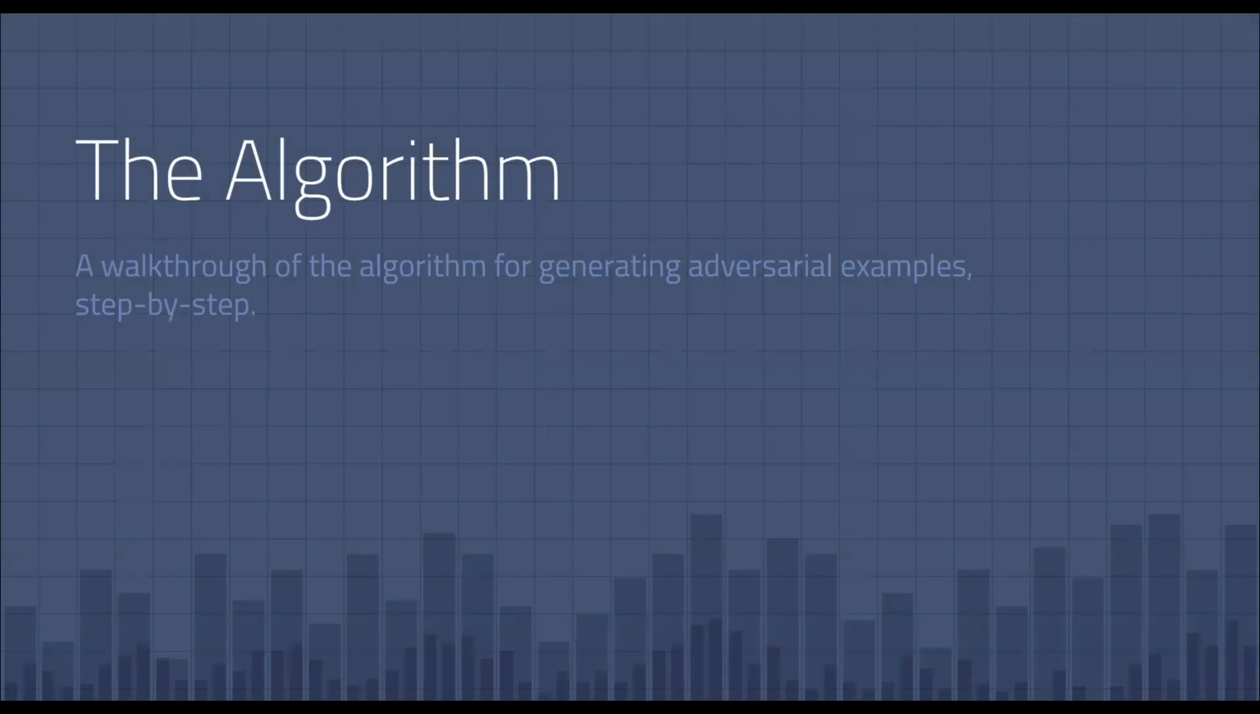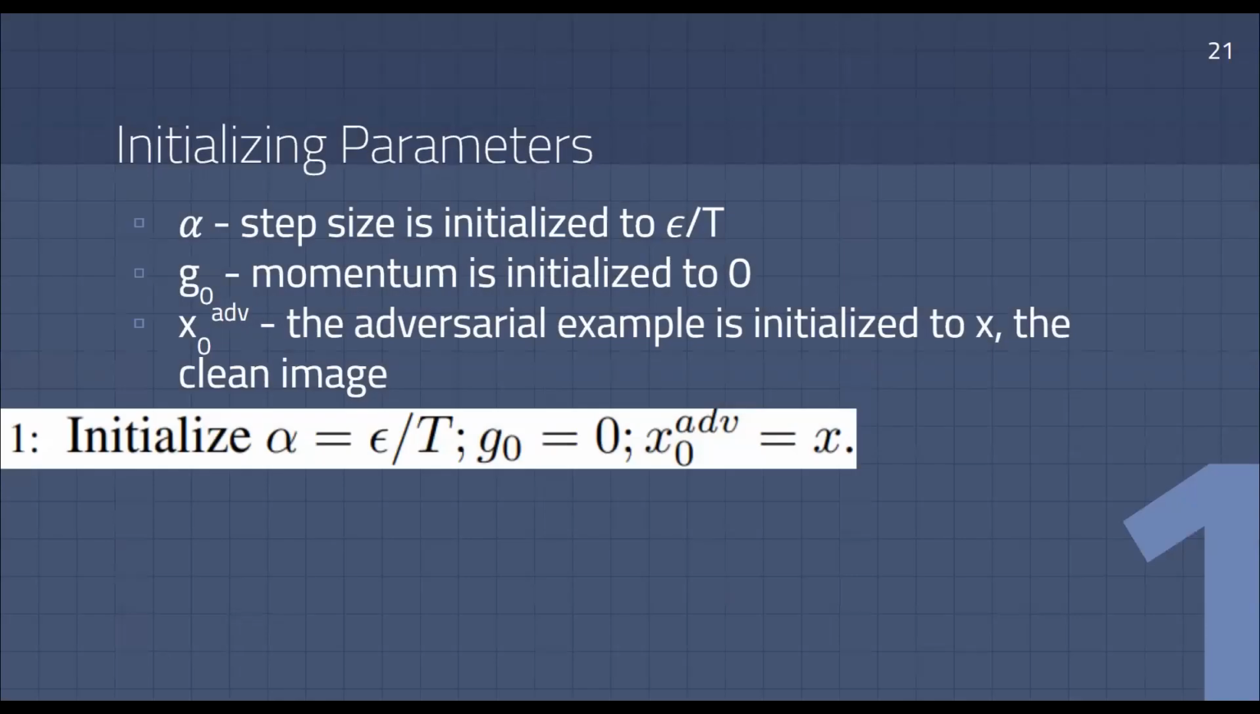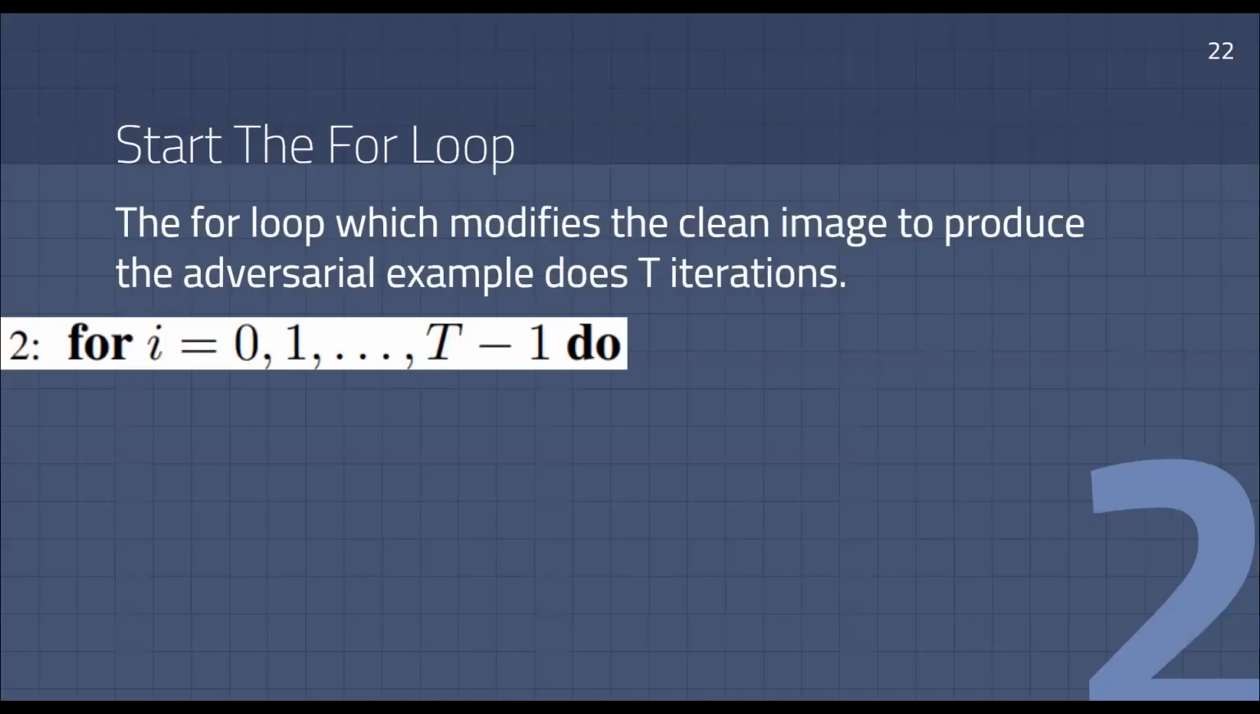To aid in understanding of the design decisions of the attack, I'll walk through the algorithm for generating the adversarial examples. So a few important initialization steps are taken. The step size is initialized to the maximum pixel perturbation divided by total iterations. So all the perturbations are equally split between each iteration. Momentum is initialized to escape poor local maxima, and the adversarial example is initialized to the unmodified clean image. And this iterative process is done for 20 iterations.